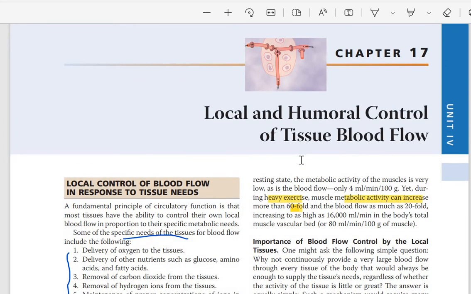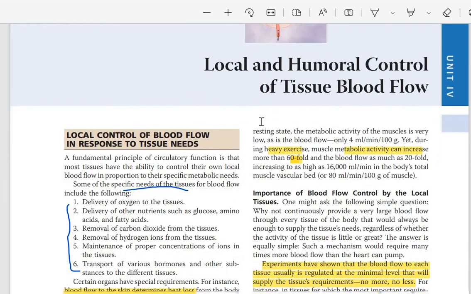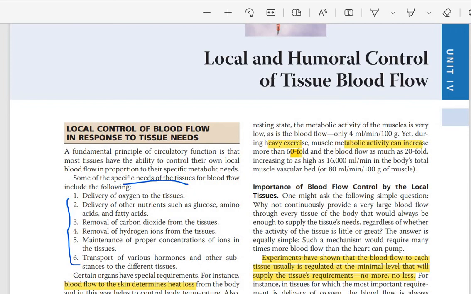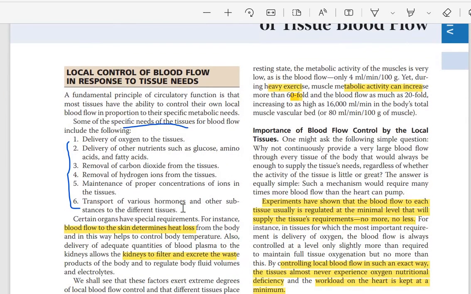So now we are covering chapter 17, local and humoral control of tissue blood flow. Okay. So many MCQs here. First of all, this introduction says that tissue needs blood flow. You already know for what? For oxygen, they need nutrition, they remove the excretory products. For all that, tissue needs blood flow.